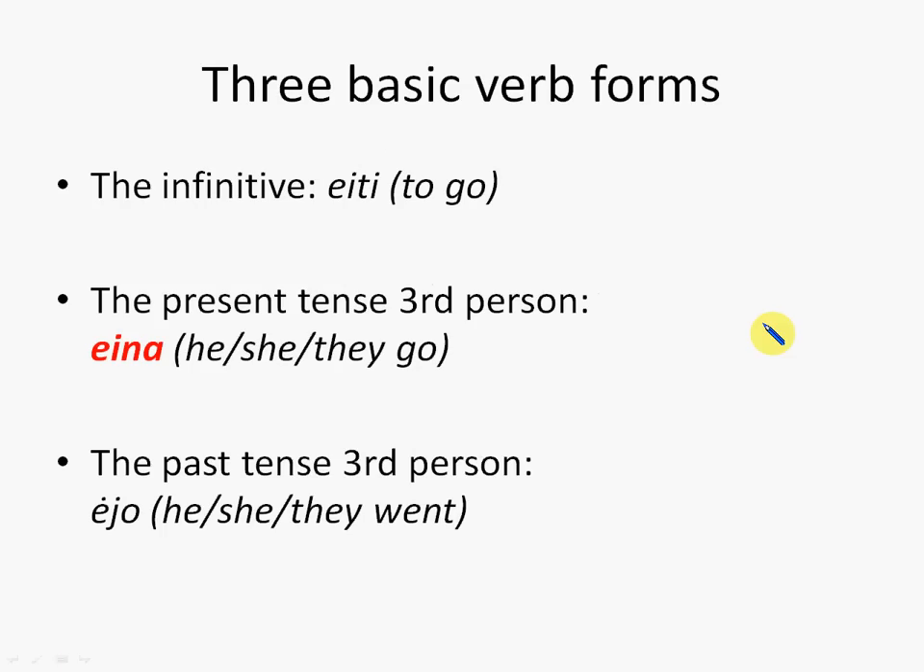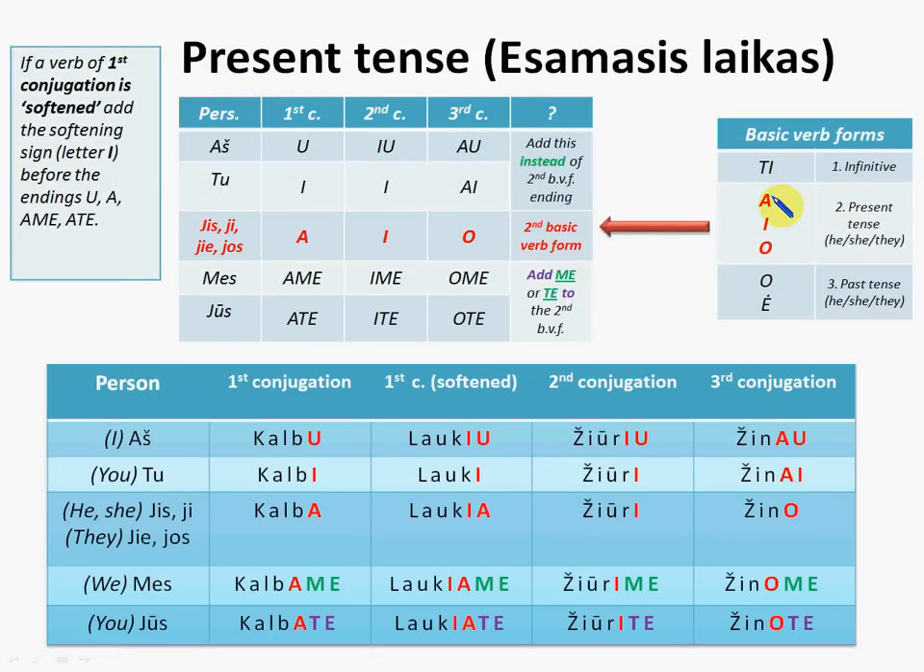All verb forms in Lithuanian are made of these three basic verb forms: the infinitive, the present tense third person, and the past tense third person. Eiti, eina, ėjo. So, in order to conjugate a verb in the present tense, you need to have this second basic verb form. Take this form with you. And we see these three basic verb forms. You take this form and you change the verb's ending.